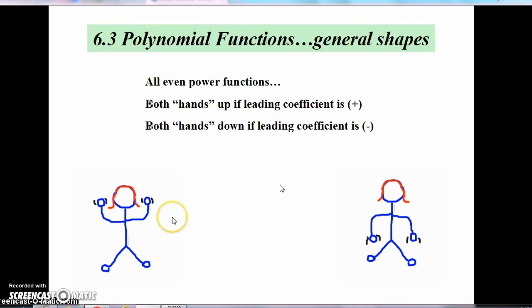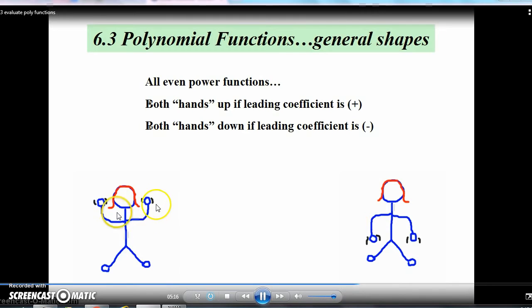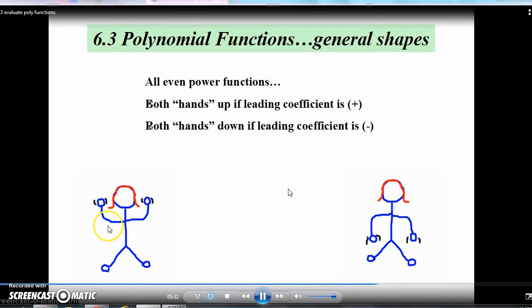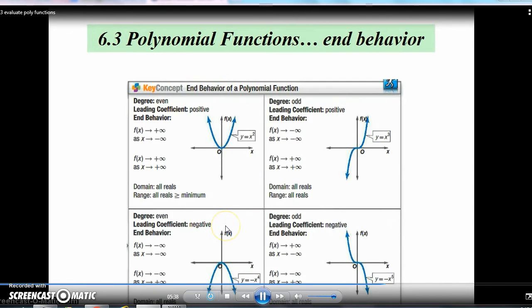This is for even, so imagine my arms are the quadratic graph, the U shape. This would be positive leading coefficient, so facing up, and this would be facing down. And imagine, even though you have all these other hills, for a fourth degree or a sixth degree, this would also tell you about your leading coefficient, whether you've got all those curves in it or not. For even, they have the same end behavior.